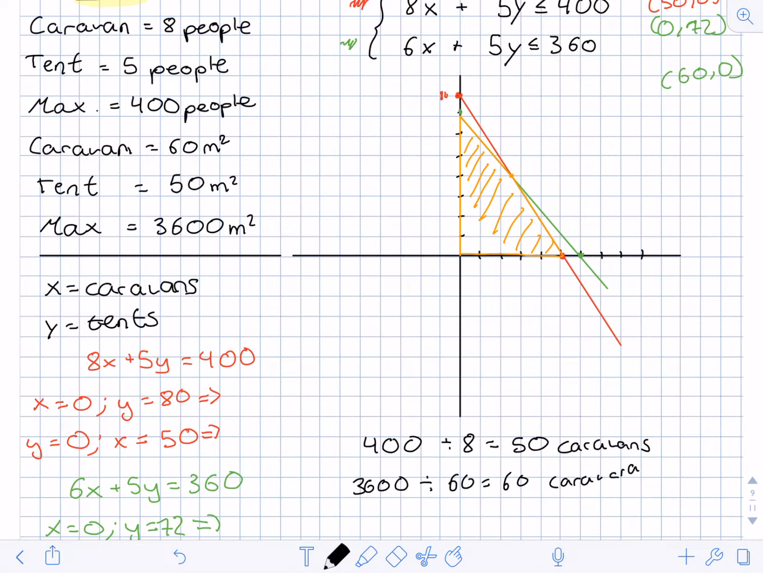But because we're gonna have to use both ways, the minimum is gonna be 50. So the maximum number of caravans we can have that includes people wise and space wise is gonna be 50 caravans. So that's gonna be your answer.